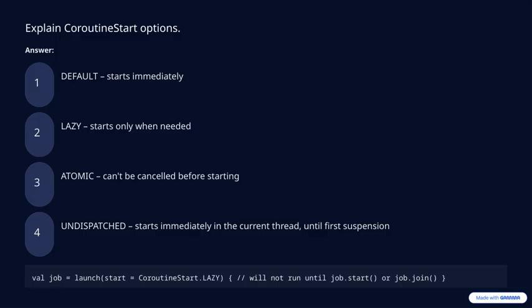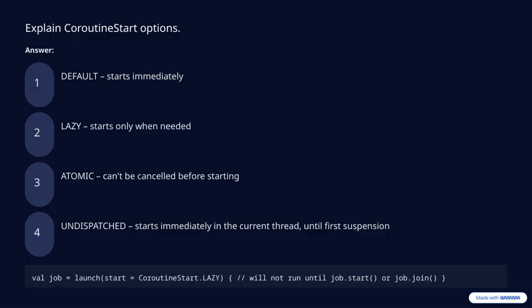Moving on to ATOMIC, this option makes sure the coroutine can't be canceled before it actually starts running. It's useful when you want to guarantee that the task will run once triggered. Lastly, we have UNDISPATCHED, which starts immediately in the current thread and continues until it hits its first suspension point. This can be handy when you want the coroutine to start right away, but still allow suspension later on.